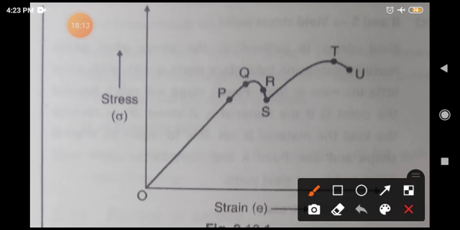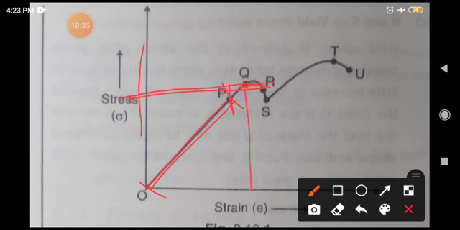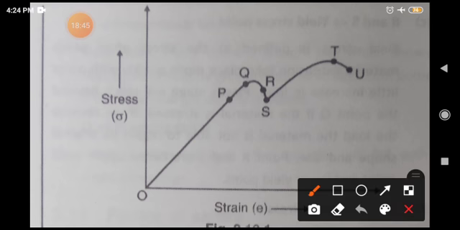Now up to point P is called the elastic limit. That means from O to P, Hooke's law is applicable. Why? Because from Q to R, you can see stress is constant, but strain is increasing. Therefore, Hooke's law is not valid for this whole region, but from O to P, Hooke's law is valid. Therefore, this is called the elastic limit.